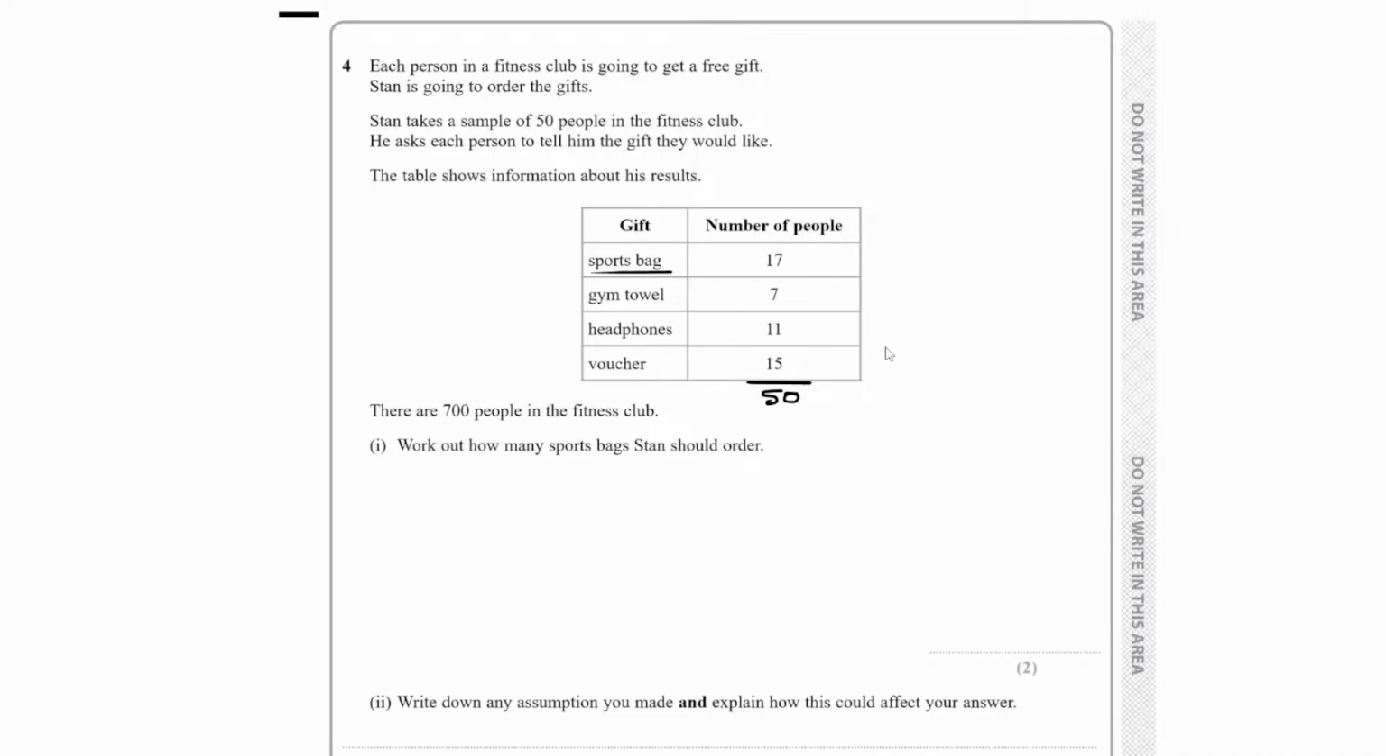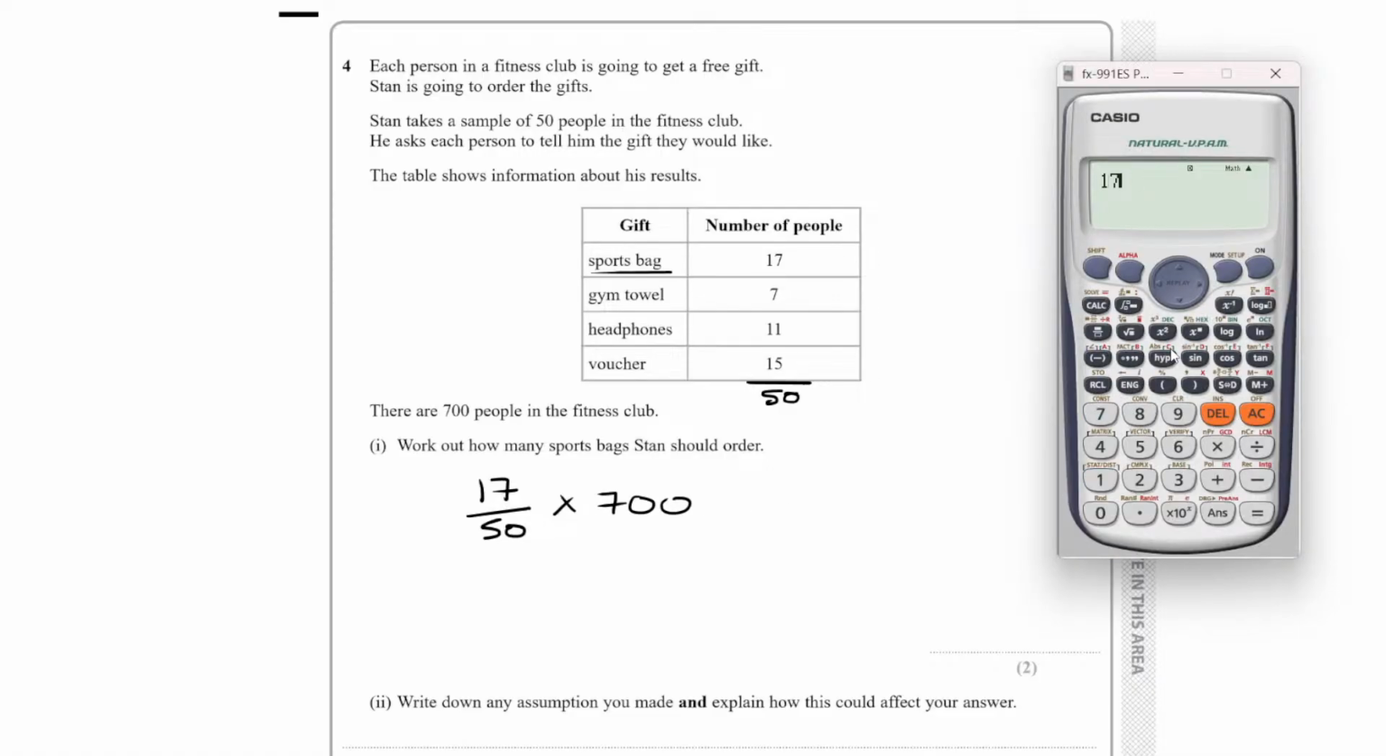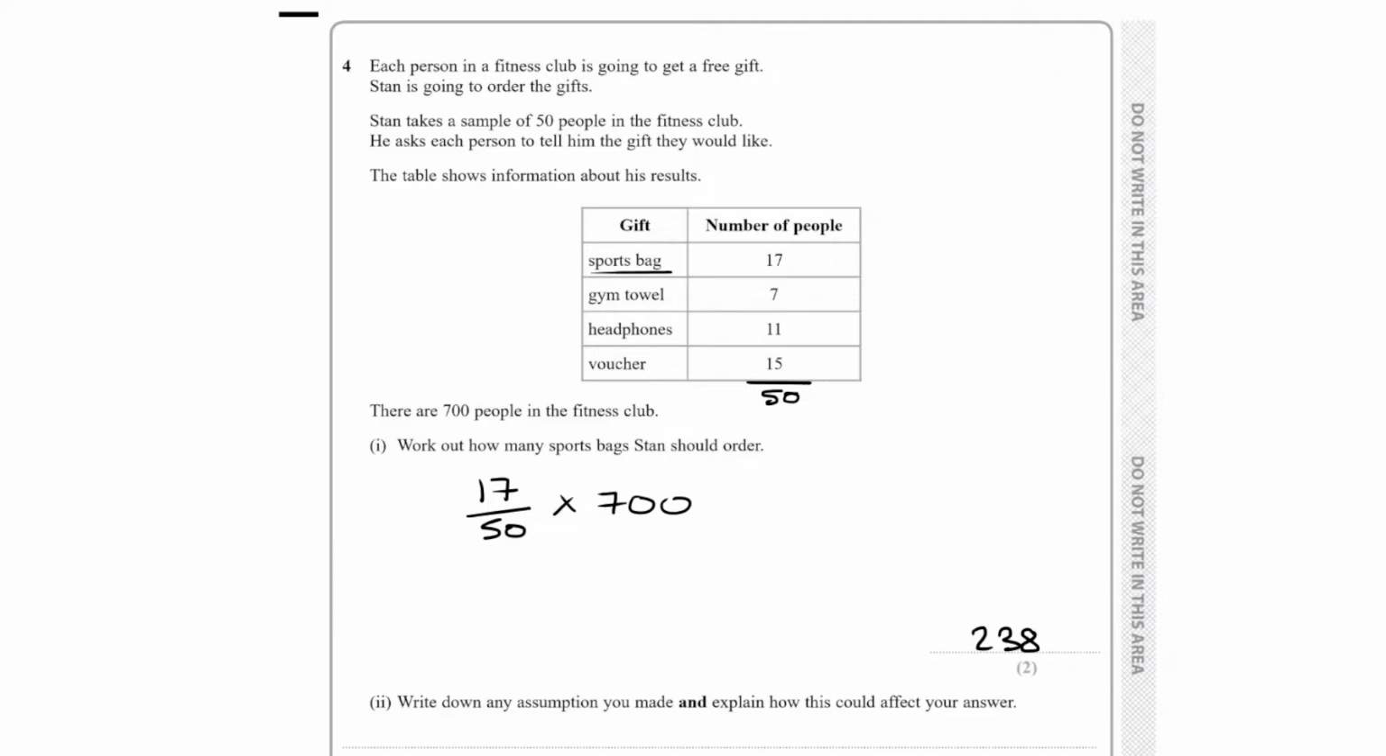Sports bags. So it's basically a sample, isn't it? A population sample. So 17 people out of 50 chose a sports bag. So we're just going to use that as our estimate, almost like a percentage or a proportion of all of them. So times that by 700. So you're applying that percentage or proportion to the 700, to everyone. And you get 238. So it's literally just that, apply the sample.